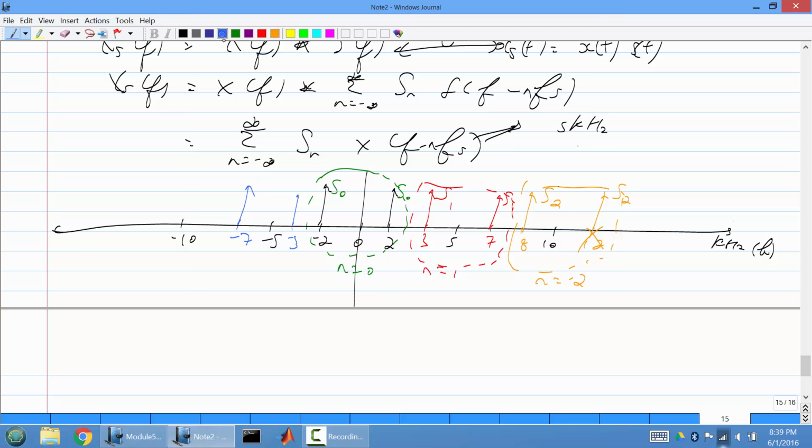Okay? So here would be n is equal to minus 1. So S of minus 1, S of minus 1. And then finally, you draw 1 over here. And this would be S of minus 2. And then 1 over here, I guess, if you wish. But we don't consider this. Okay, so that's what the spectrum would look like. Okay, so that's for 5 kilohertz.